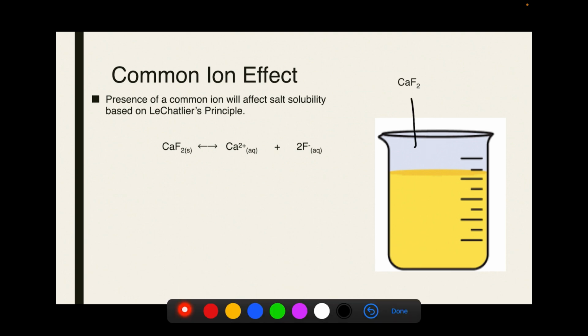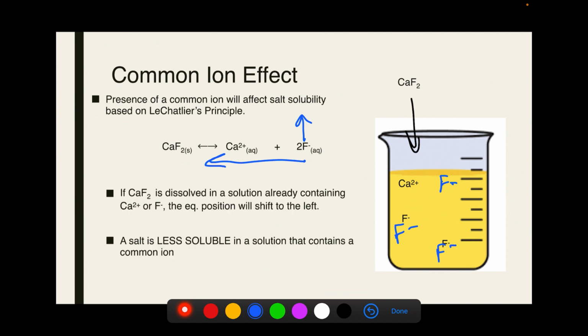Now let's consider a scenario where I add calcium fluoride to a solution that already contains some fluoride ions. I'm just going to draw a few in here. In this case, thinking about Le Chatelier's principle, we already have some fluoride present. Therefore, our fluoride ion concentration will increase when we add the calcium fluoride. This will cause our equilibrium position to shift left to accommodate those extra fluoride ions. This means the calcium fluoride will be less soluble in a solution that already contains fluoride ions. Fewer calcium fluorides will be able to dissolve. In summary, a salt is less soluble in a solution that contains a common ion.